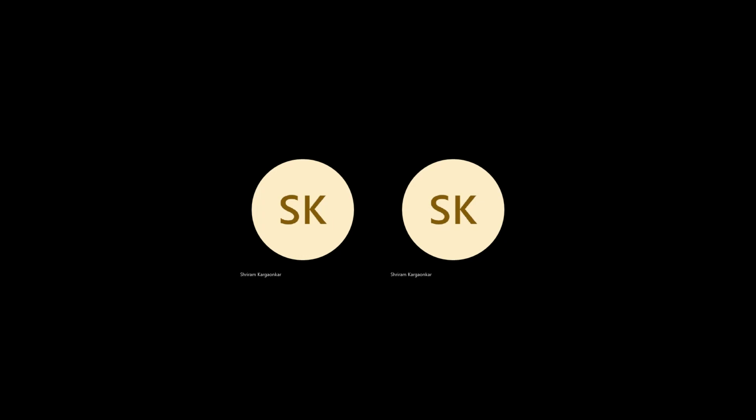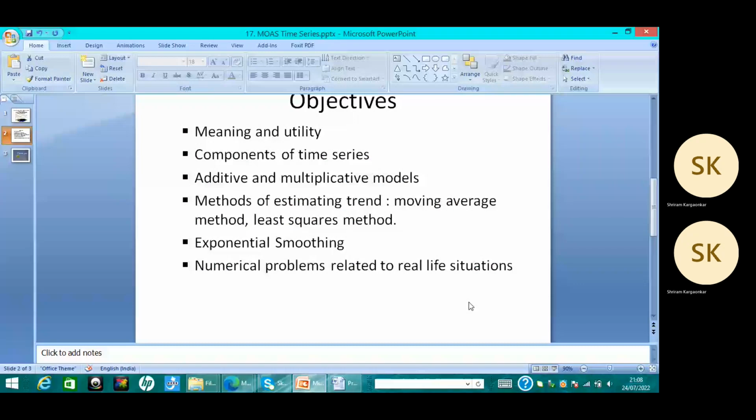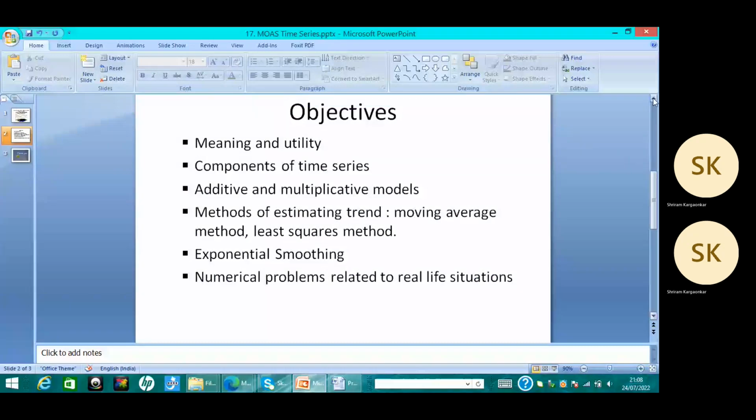In this session, we are going to understand the objectives. Our objectives are to understand the meaning and utility, that is, what is time series and what is its use, then various components of time series, then additive and multiplicative models of time series, then various methods of estimating trend such as moving average method, least square method, and then exponential smoothing method. And numerical problems related to real life examples. So these are the topics we will be covering during the various sessions.